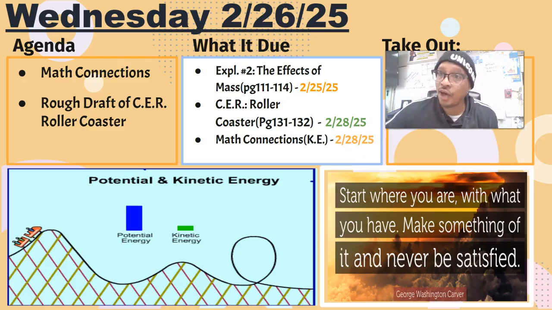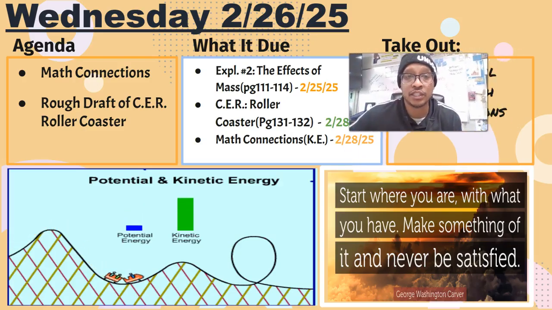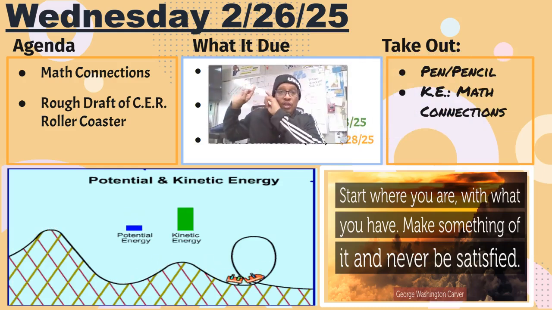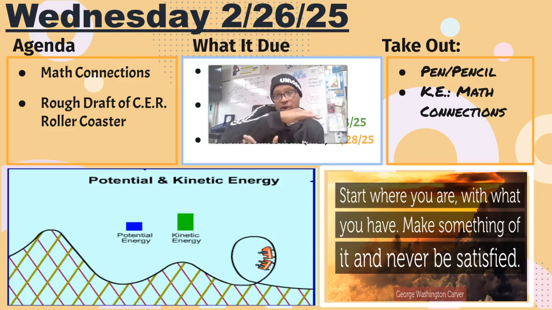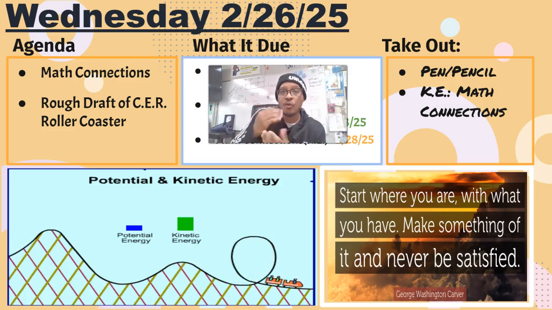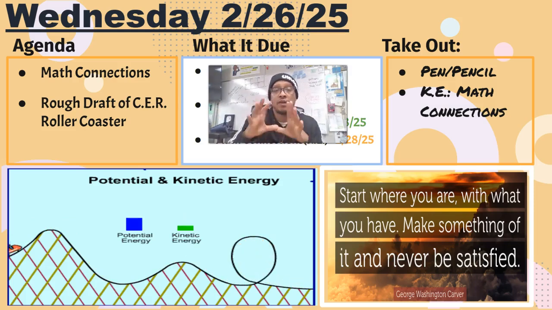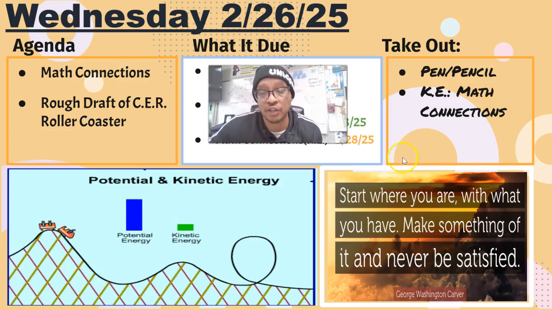Cool. So obviously that moves us on to Wednesday, and on Wednesday we are going to spend the majority of the time taking care of the Math Connections, and I'm just going to mention this rough draft. There's a rough draft of the roller coaster CER. That is the last page of this notebook. That means we are just about done with this notebook. 131 and 132. You just have to have the written rough draft done for that.